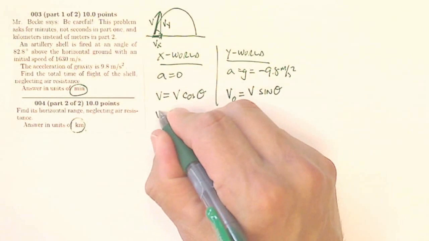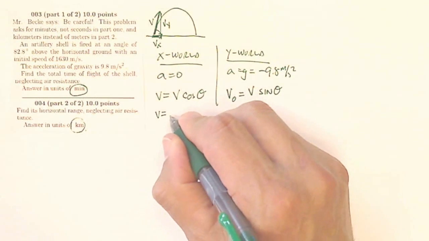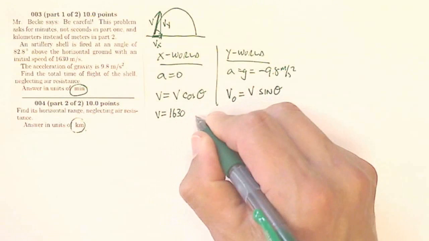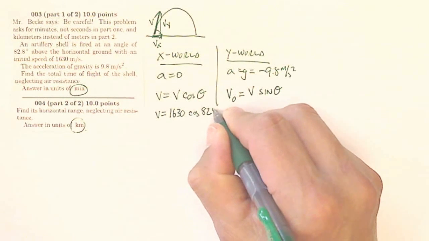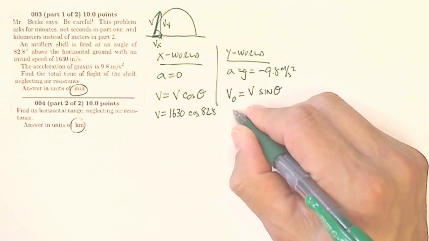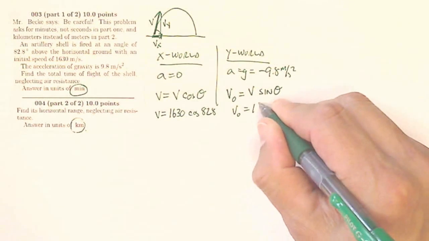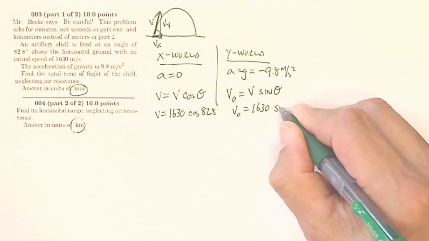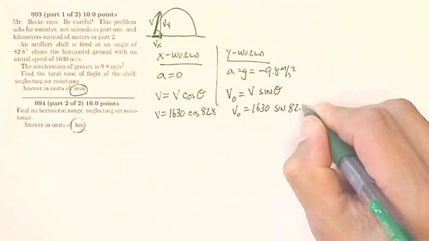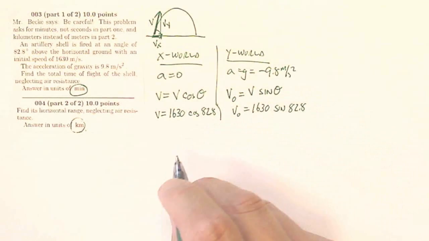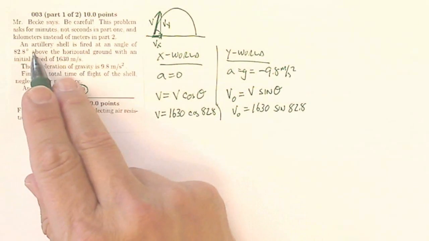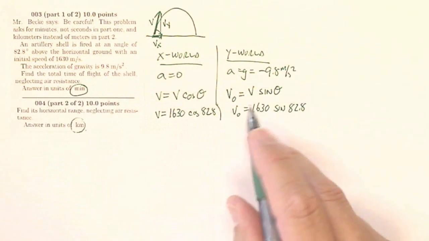So in the x world, my velocity is 1630 times the cosine of 82.8. In my y world, my velocity is going to be 1630 times the sine of 82.8. So that'll give me my initial velocity in the y world and my initial velocity in the x world. That's all that I've gotten here.